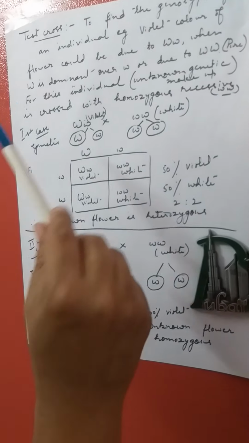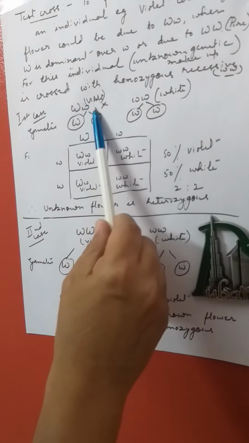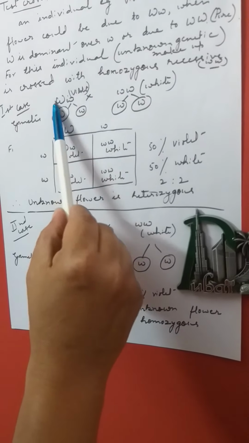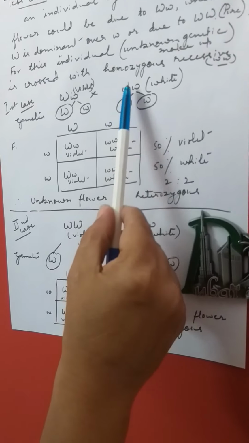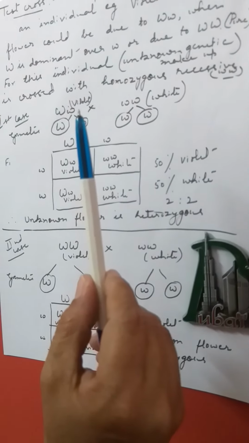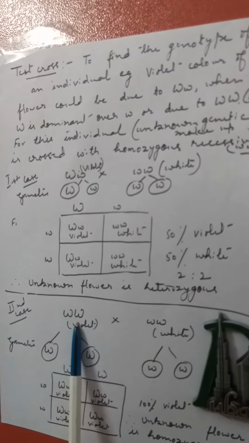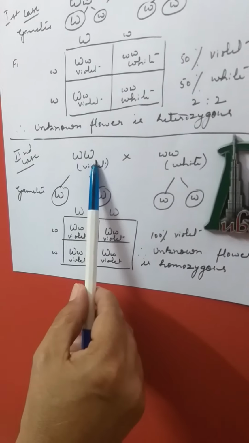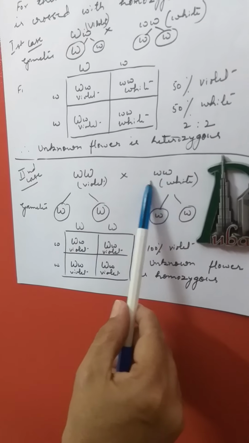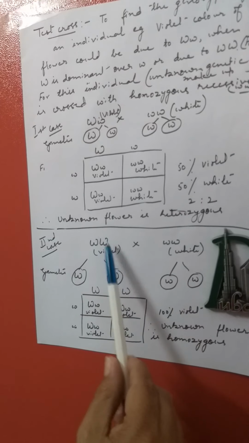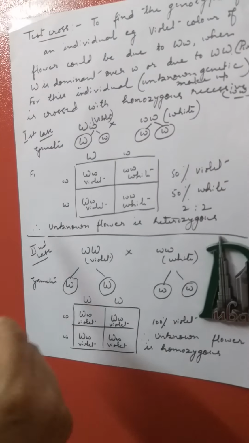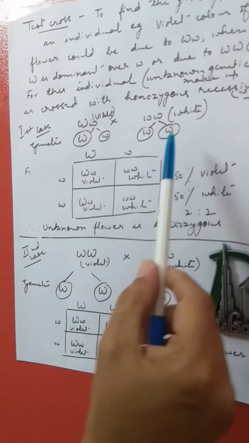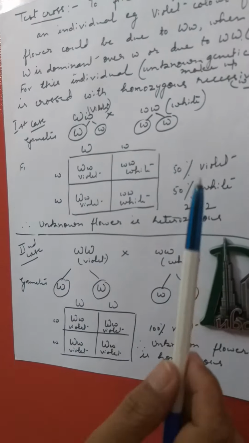So we have two cases. Case 1, case 2. In the first case, we take hybrid capital W small w and make a cross with double recessive small w small w, that is with the white flower. In the second case, we make a cross of capital W capital W with small w small w, that is the white flower. In both the cases, it looks violet, but we don't know the genotype. So the technique in the test cross is to make a cross with the recessive parent, that is the pure recessive white flower.